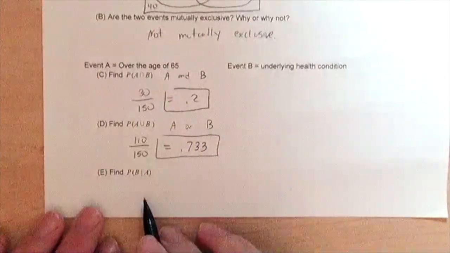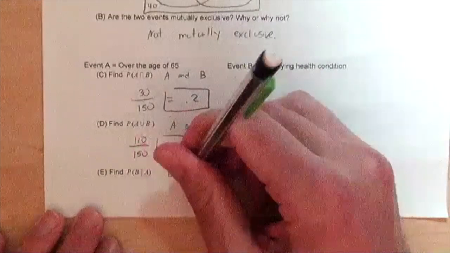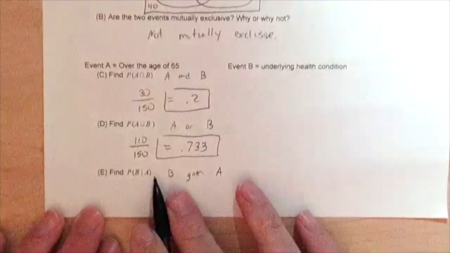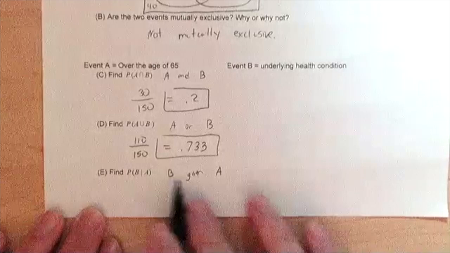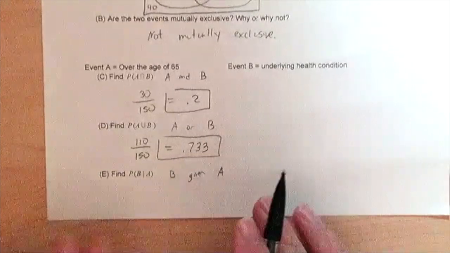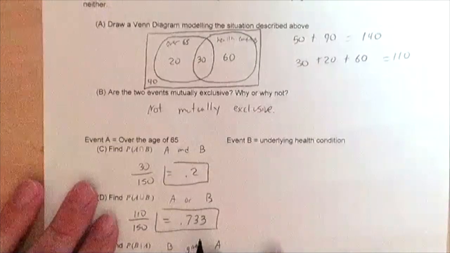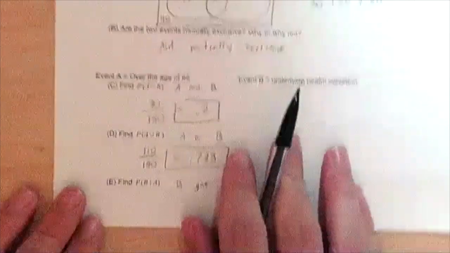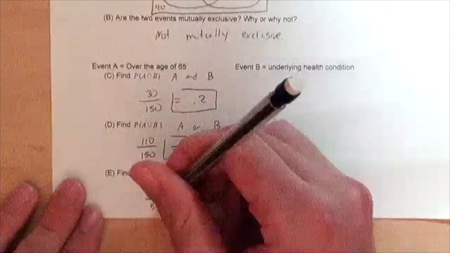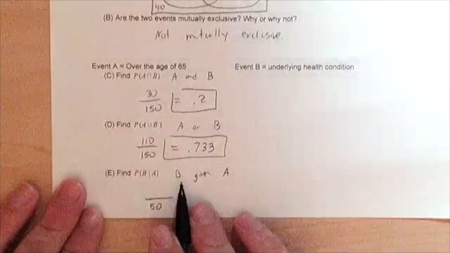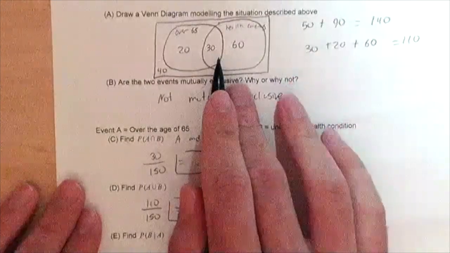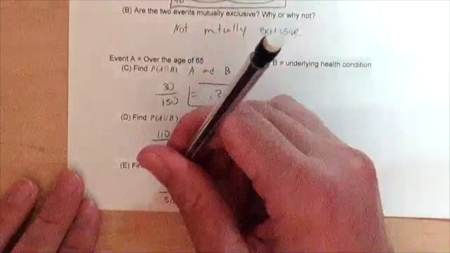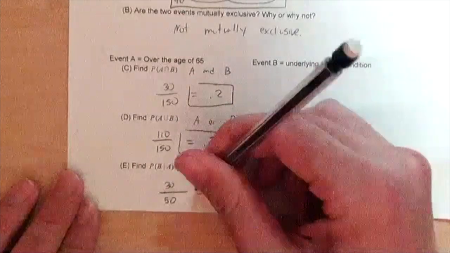And then finally, E is what's the probability of B given A. And seriously, write it out, and it's so easy. This one's going to have a different bottom of the fraction because it's B given A. So all we have to do is figure out the probability of A first. So A in this case is over 65. So out of the 50 people who are over 65, what percent or how many of those people have underlying health conditions? So out of those 50, 30 out of the 50 go here, and that's 0.6.